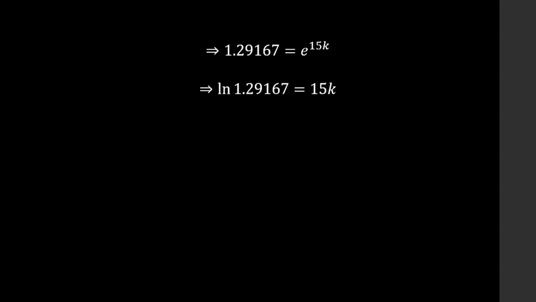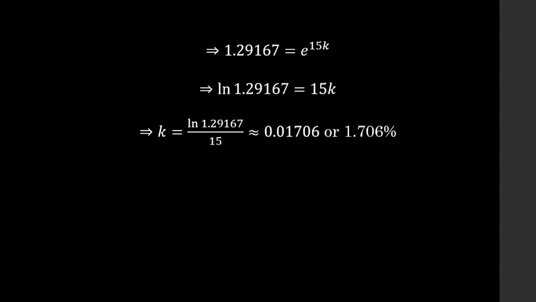To solve for k, divide both sides by 15. And we find that our k value is 0.01706, or as a percentage, it's going to be 1.706%. So that is the rate of population growth for this country, 1.706%.